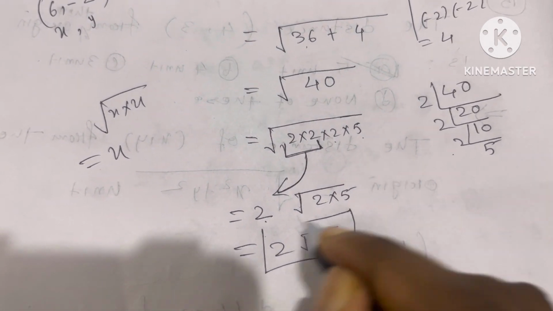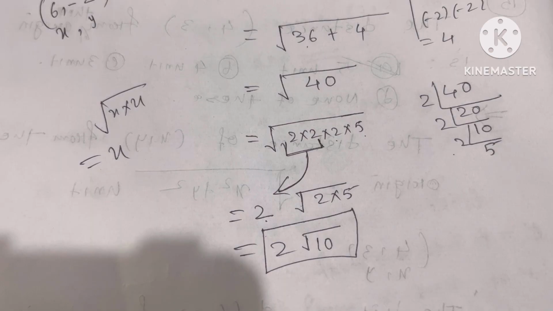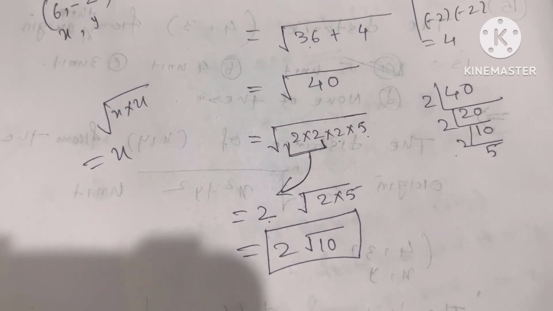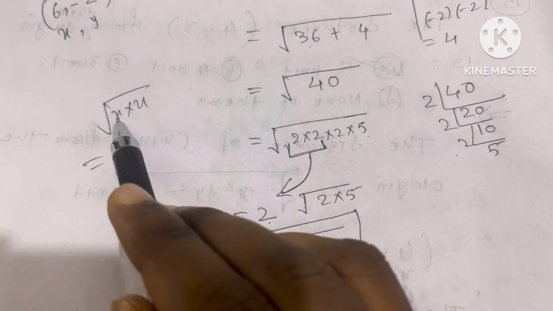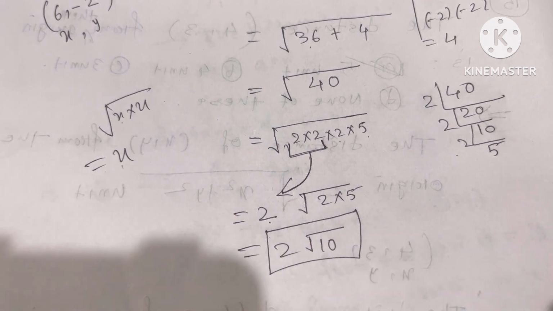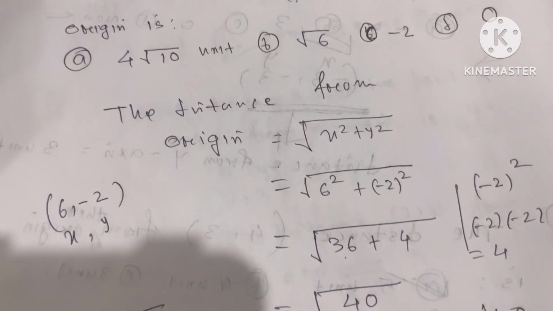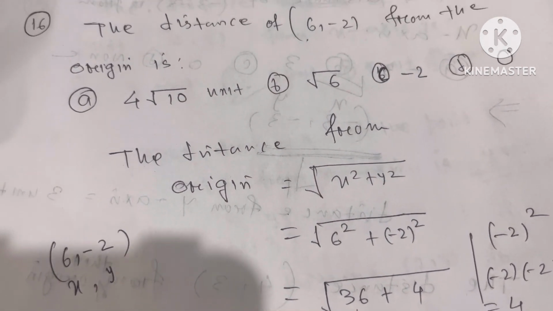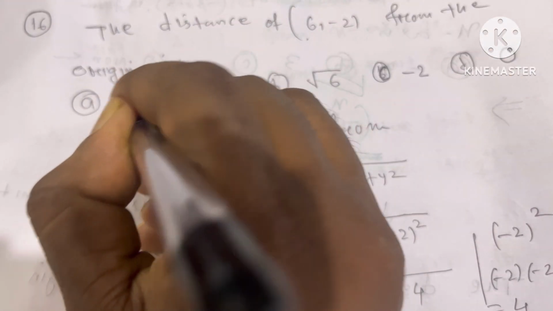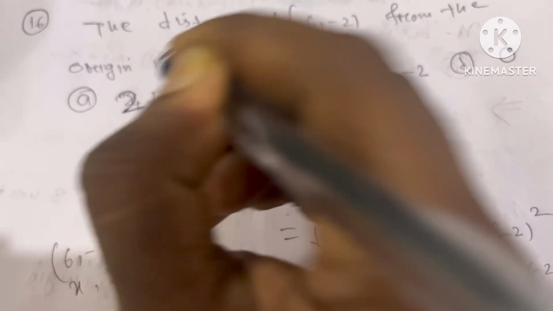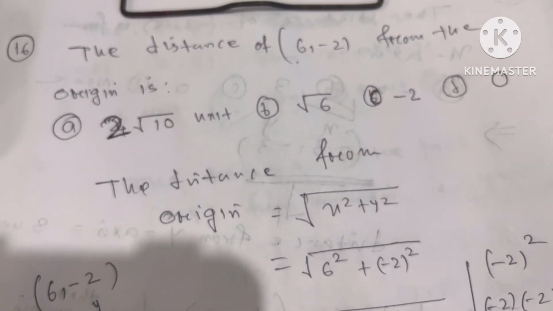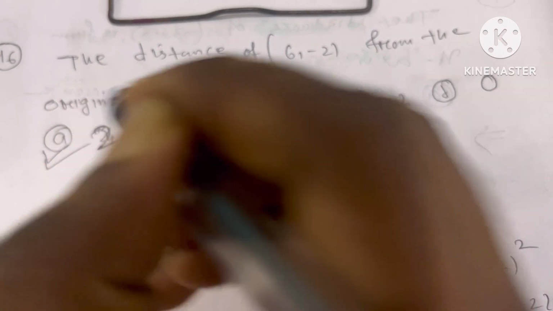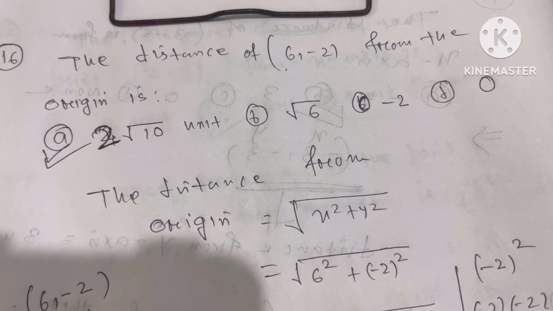So which option will be correct? I think you understand. How did I remove the root from this pair? Because as you know, root over x into x means x. So which option will be correct? Sorry, this is 2 root 10. This is 2 root 10, right? So which option will be correct? Option A is correct. Okay. So I think you understand.